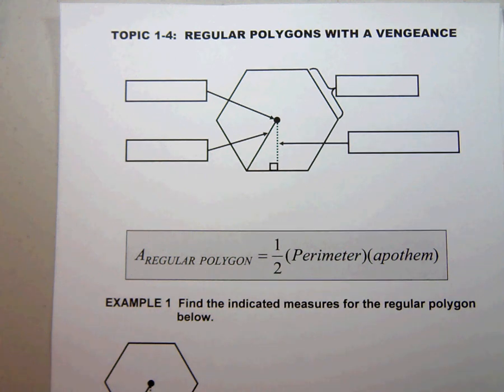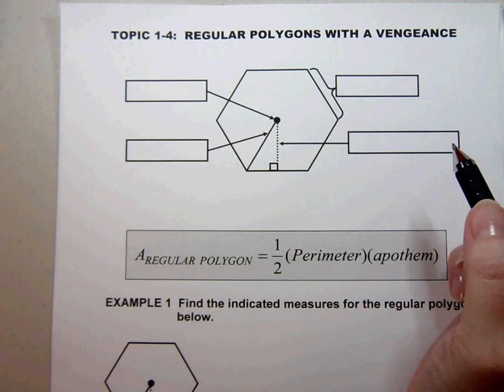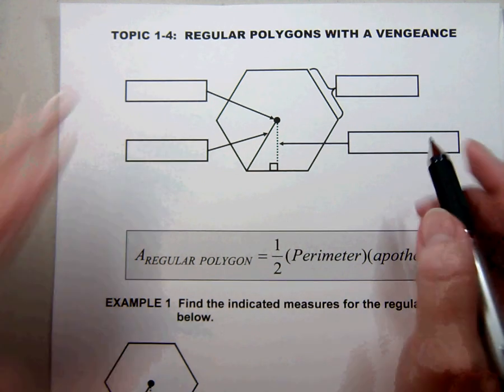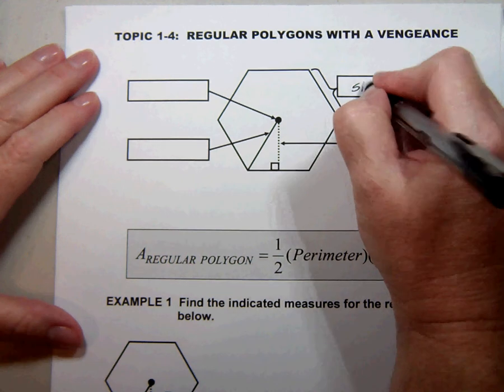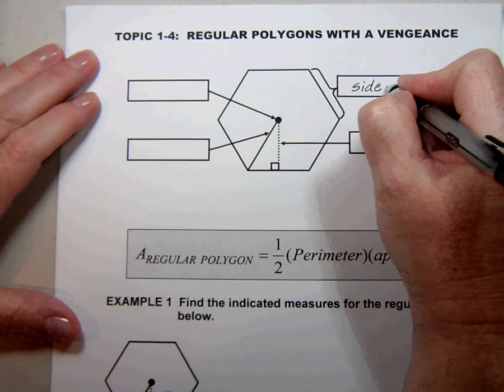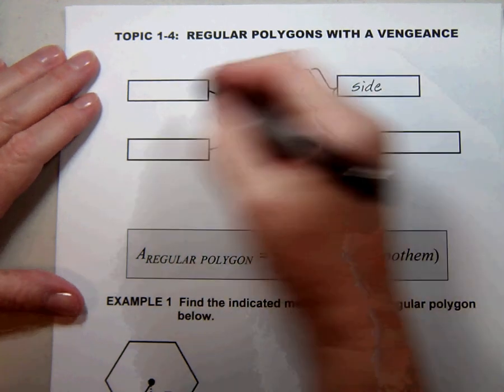Okay, this is the fourth section of topic 1, and now we're going to look at a hexagon. The hexagon has 6 sides. Let's label our parts of a regular hexagon. So this is a side, this is the center.